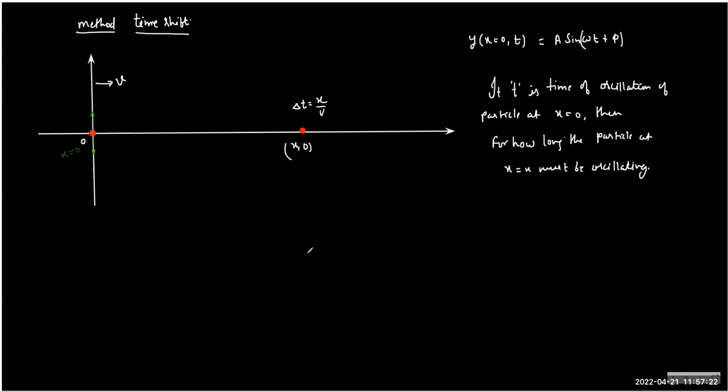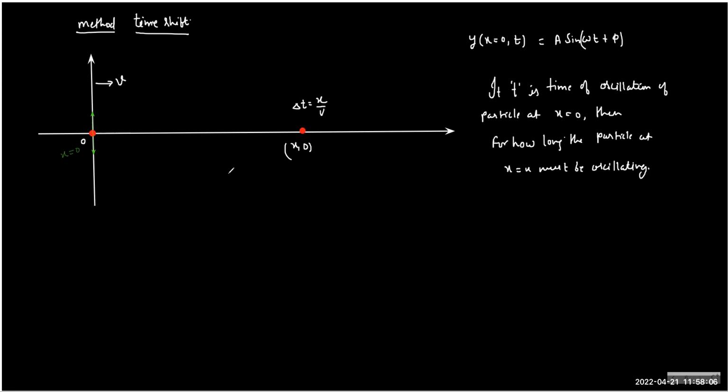Here, t is the total time for which the particle at the origin has been dancing. So for how long must the particle at x be dancing? The whole idea is t minus delta t. Yes, t minus delta t, that's the simple answer. So the particle at x equals x will only dance for t minus the time taken by the wave to arrive at the particle, because for that duration he is not dancing. The reason is there is no music.